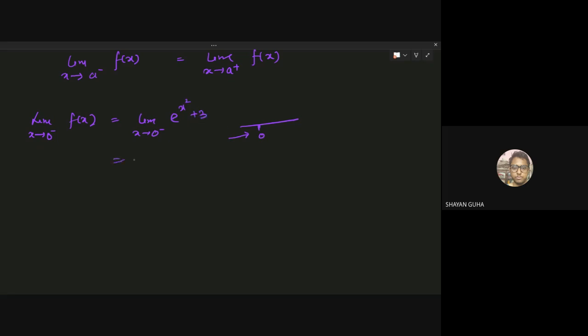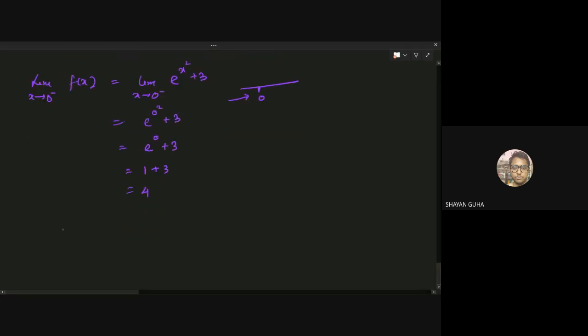So if I evaluate this limit, we can easily see that the limiting value will be e to the power 0 square plus 3. So e to the power 0 plus 3 will give me 1 plus 3 equal to 4. This is the left hand limit.